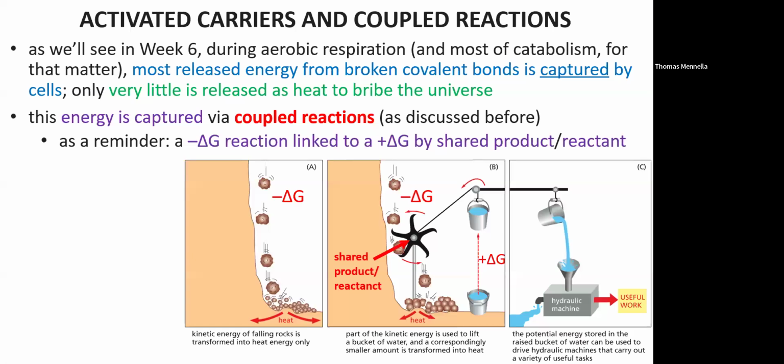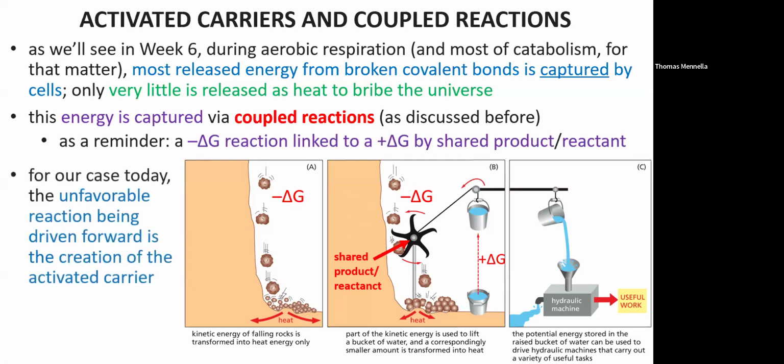And the shared product-reactant in this example is the turbine. It's the thing that's allowing the product of one reaction, the falling rock, to be one of the starting things, the reactant, of the second reaction, lifting the bucket.